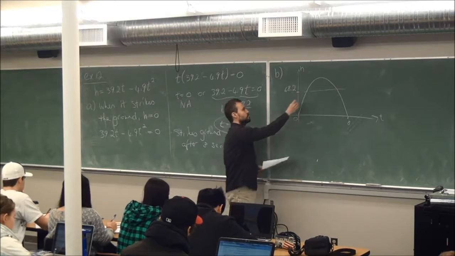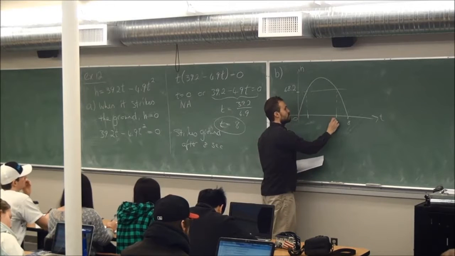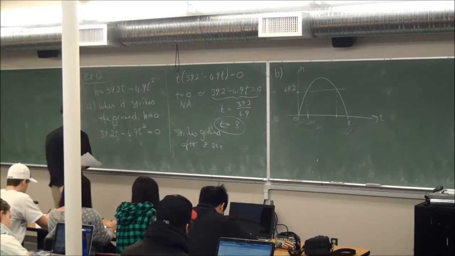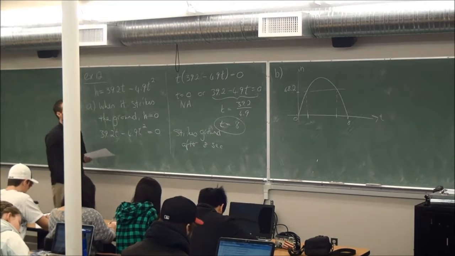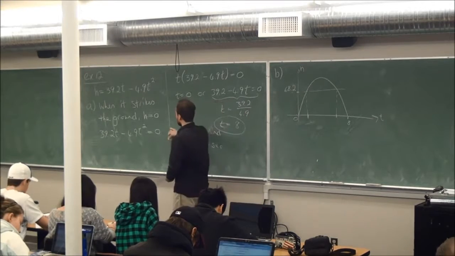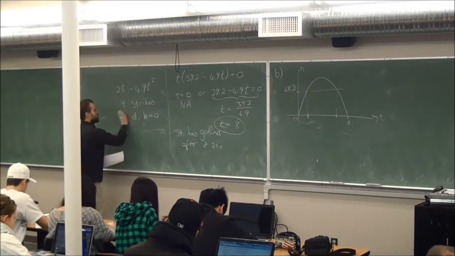There might be 2 time values. What are these time values? If it's going up, it passes that height. And maybe it goes higher and comes back down and it passes the 68.2 mark again. So I expect to possibly get 2 answers that make sense. Let's see what we get.